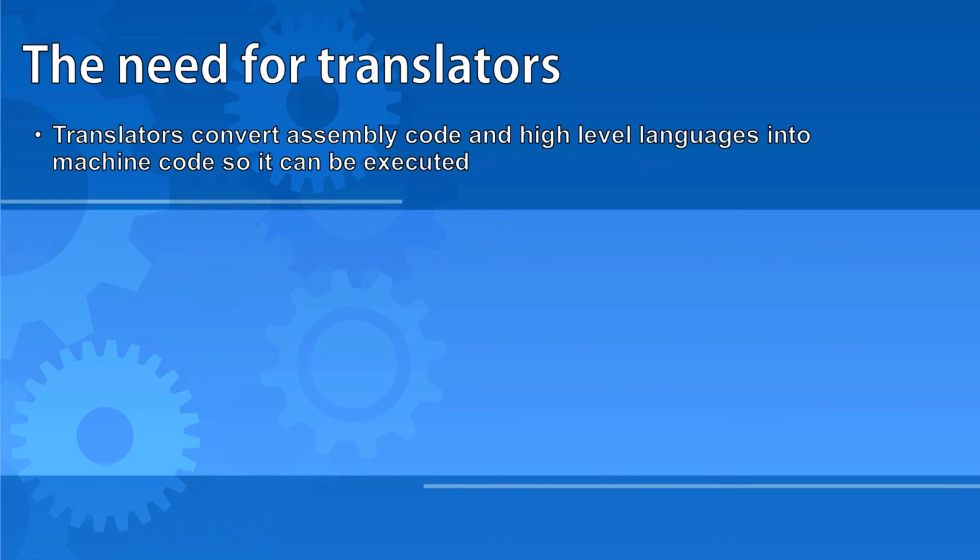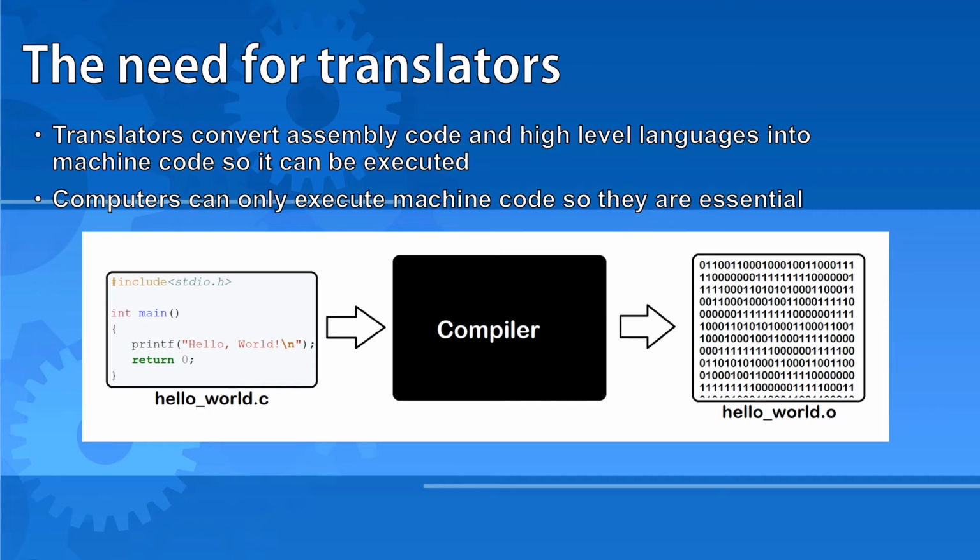Translators are programs that convert assembly code and high-level languages into machine code so that they can be executed. Computers can only execute machine code, so they are essential for the running of programs.